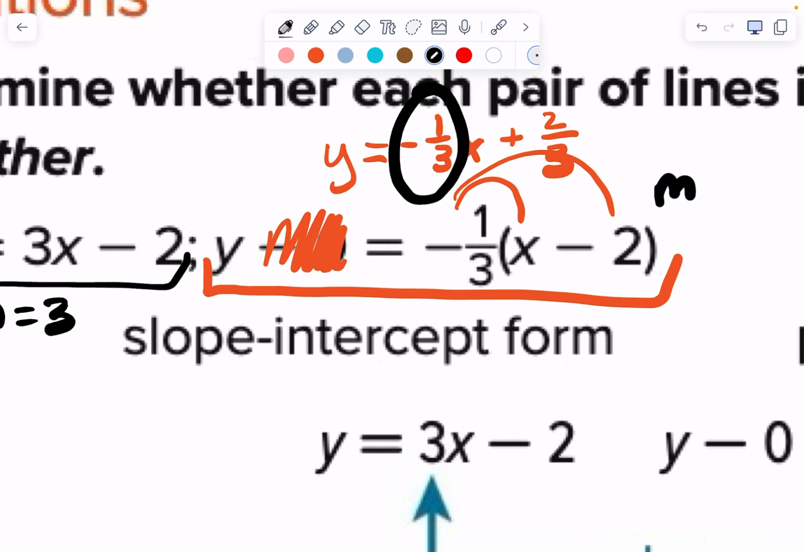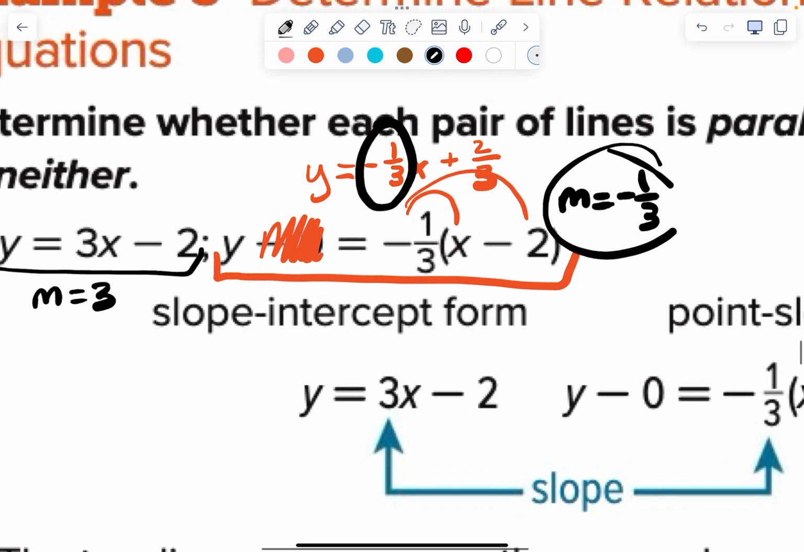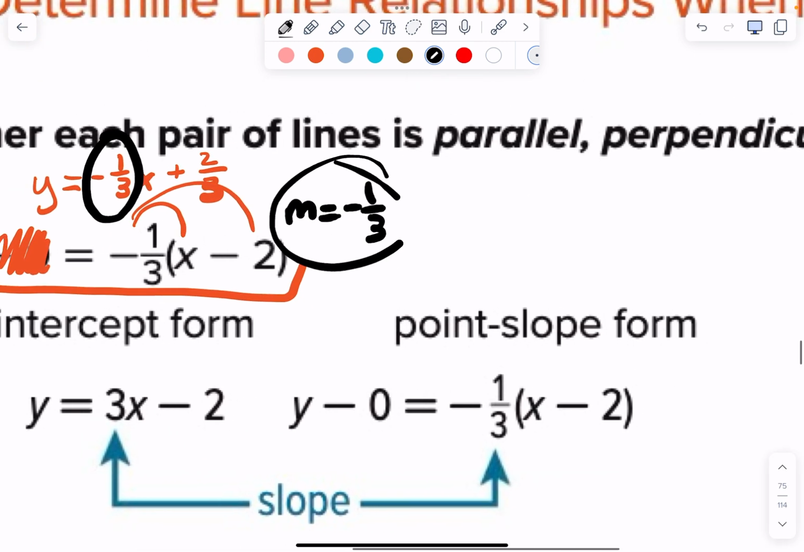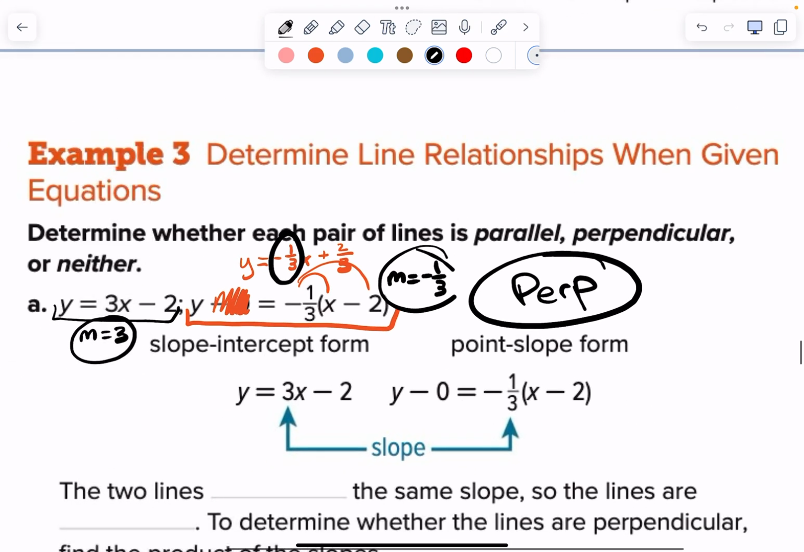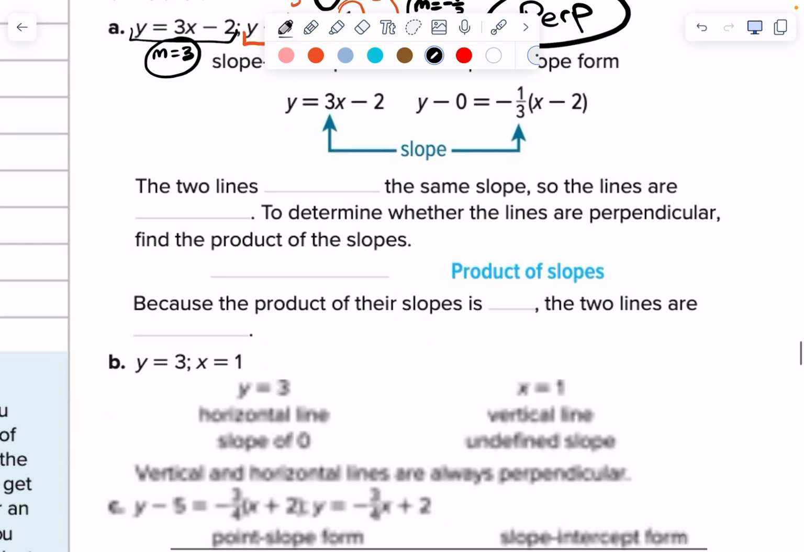Okay, so what is his slope? Negative 1/3. The slope of the second line is negative 1/3. So the slope of the first line was 3, and the slope of the second line was negative 1/3. They are perp. Okay? Good? I'm putting them in slope-intercept form, finding the slopes and comparing. That's it. Okay? All right, let's go to B.